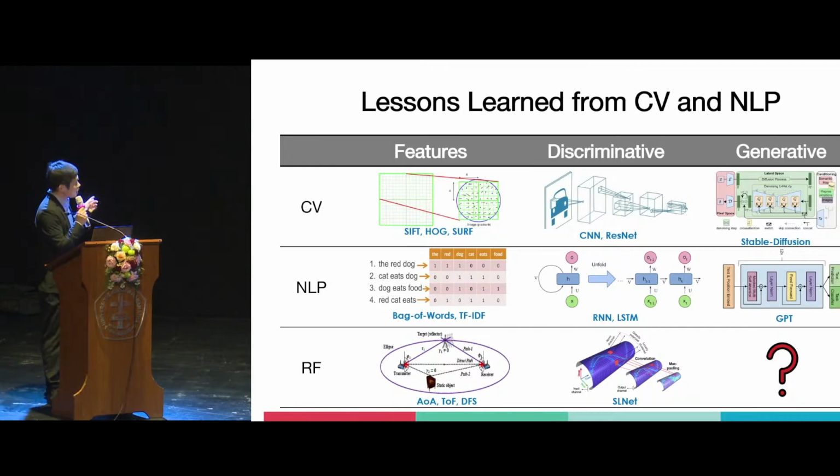For RF signals, for wireless signals, we have already passed the stage of physical features and discriminative models. So we are asking, can we also build generative AI models to process RF signals?